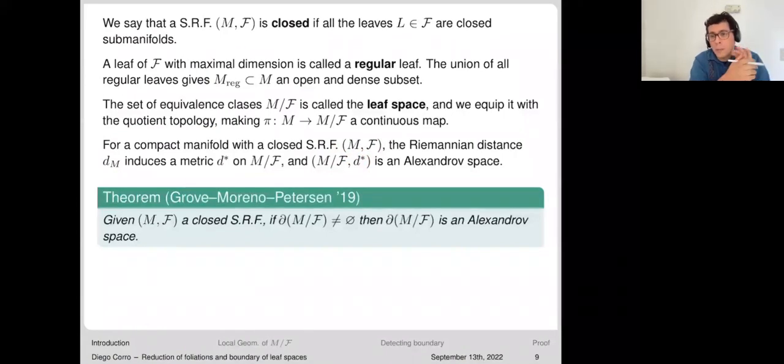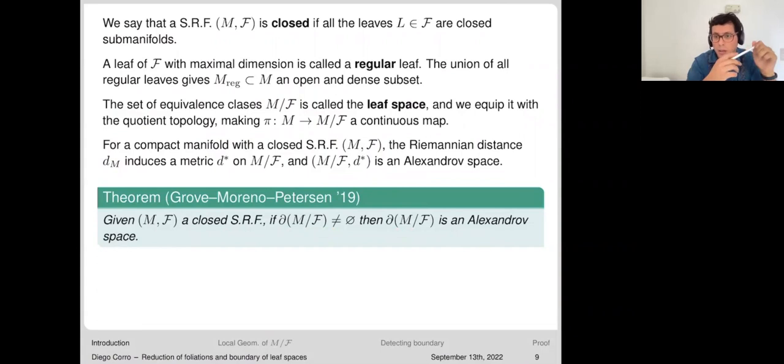So before, when I defined the boundary, I mentioned that there was a conjecture whether the boundary of an Alexandrov space is again an Alexandrov space. And Grove, Moreno, and Peterson in 2019 proved that this holds true for the leaf spaces of closed singular Riemannian foliations on compact manifolds. So basically, if you have a closed singular Riemannian foliation on a compact manifold and the leaf space has non-empty boundary, then the boundary of the leaf space is again an Alexandrov space.